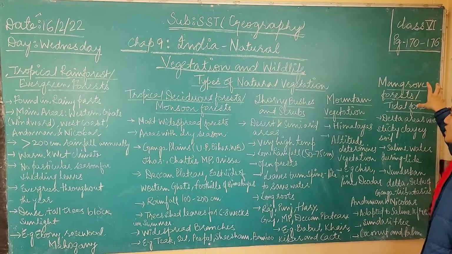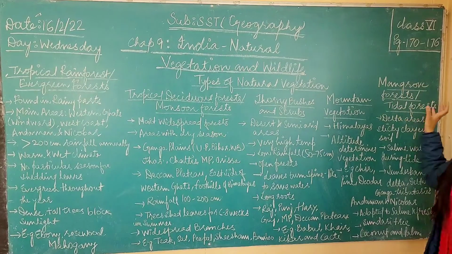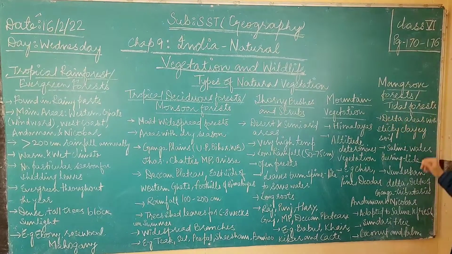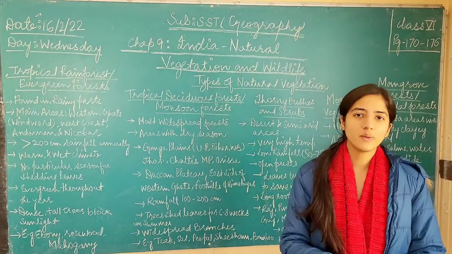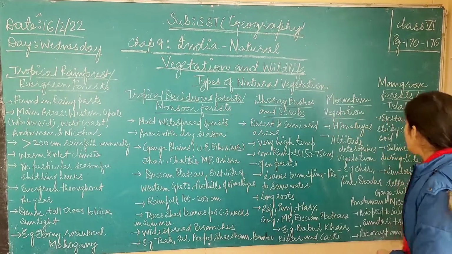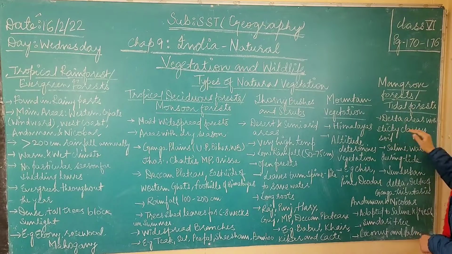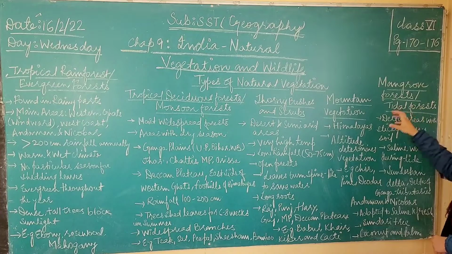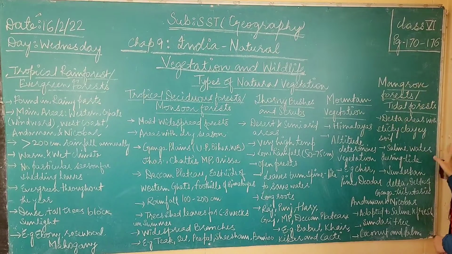The fifth type of forest found in India is the mangrove forests, or the tidal forests. Mangrove forests are found in the delta areas where the rivers drain into a larger water body such as the sea and the ocean. The soil in these delta areas is sticky and clay, and it is suitable for mangrove forests.